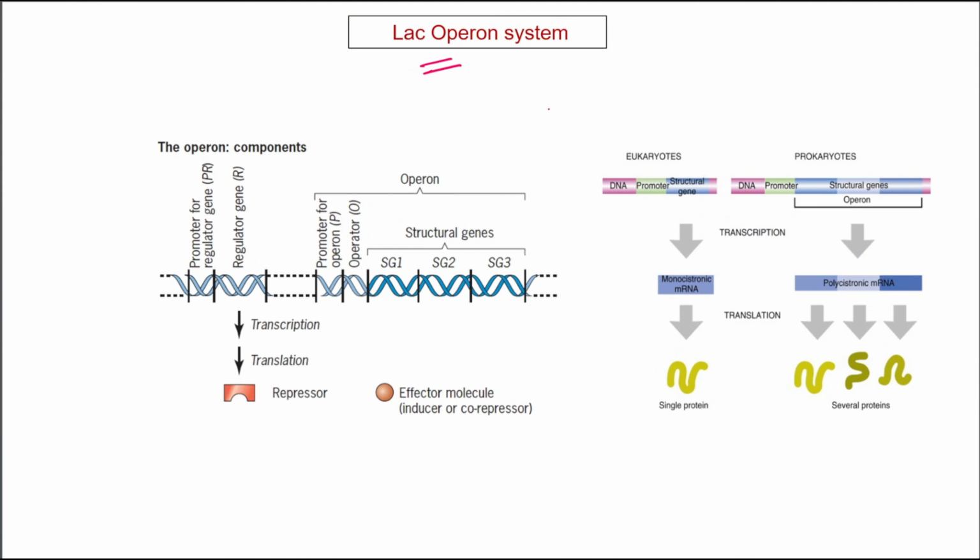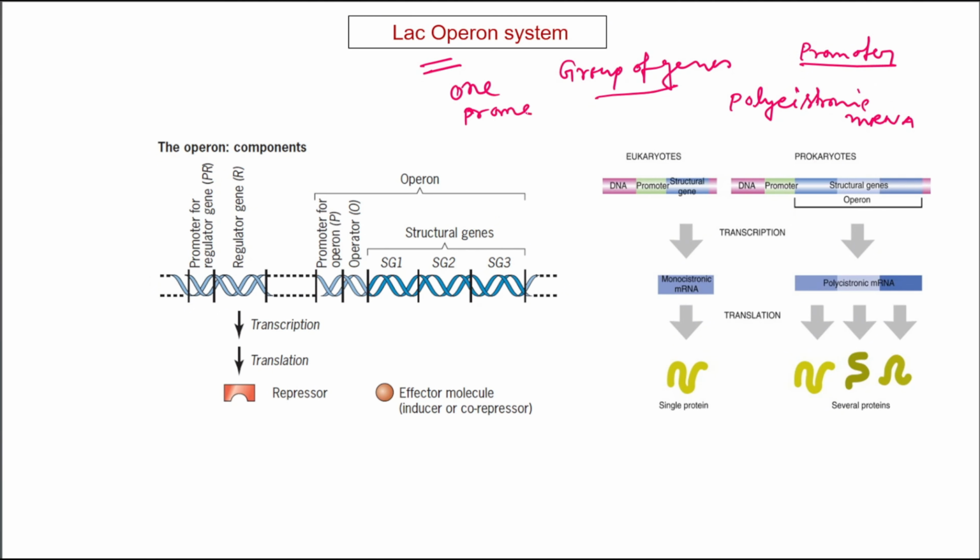An operon is a group of genes in prokaryotes that are controlled together under one promoter and transcribed as one polycistronic mRNA. So, in simple terms, one promoter, one switch, multiple genes turn on or off together.